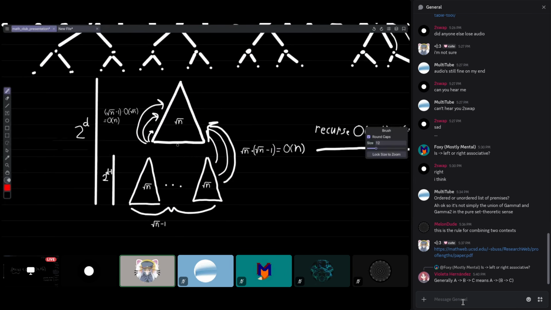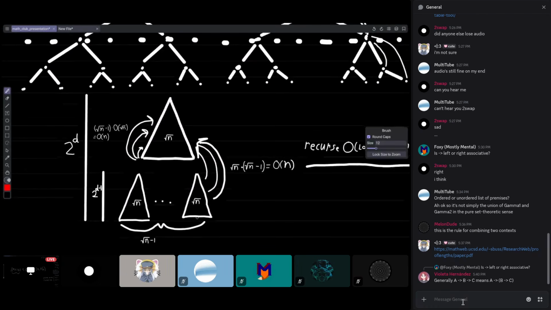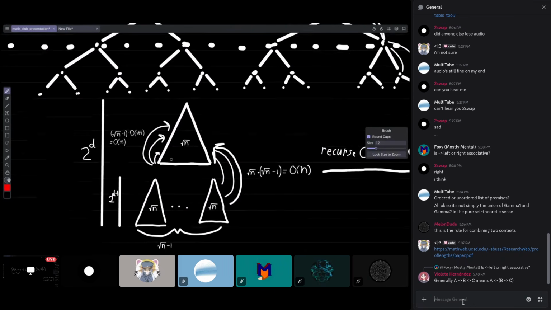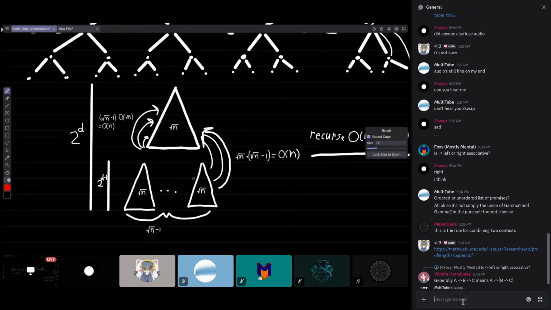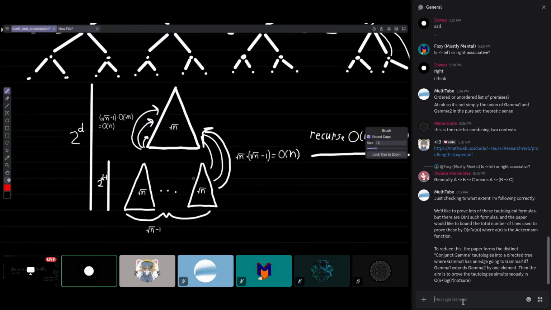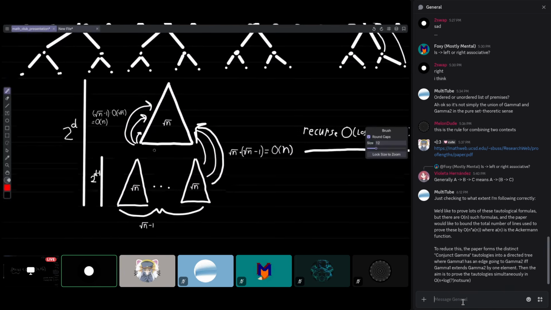Your top subtree has square root of n nodes, and each of the bottom subtrees has root n nodes, and there's root n minus one of them. Do you agree with this tree setup that you get by splitting it down the middle? Yes. All right. Wait, actually maybe not.